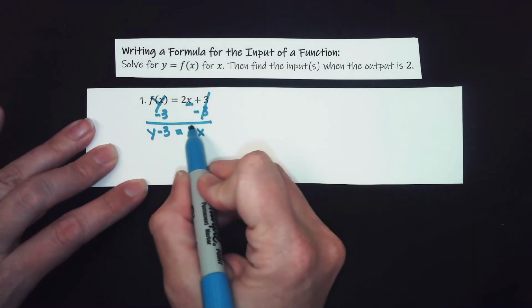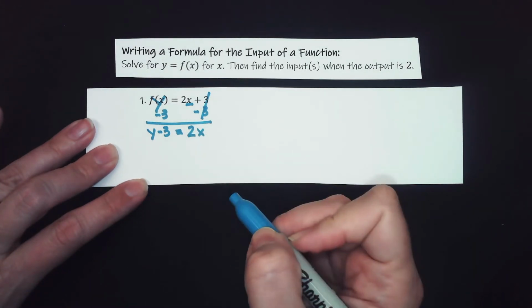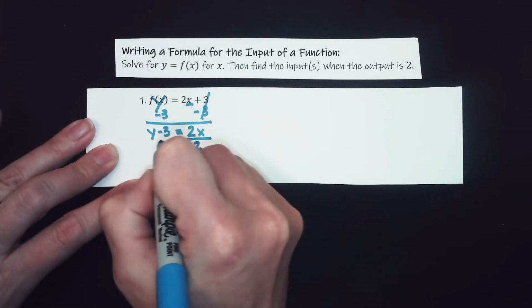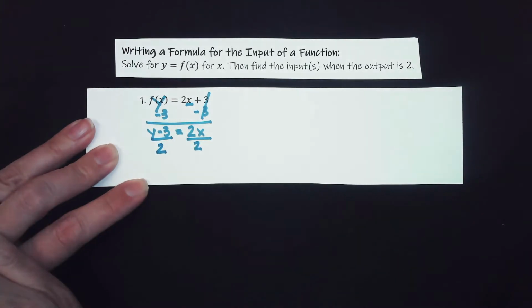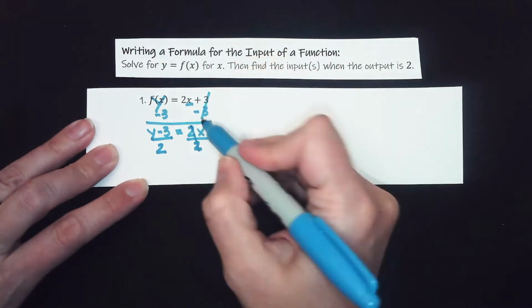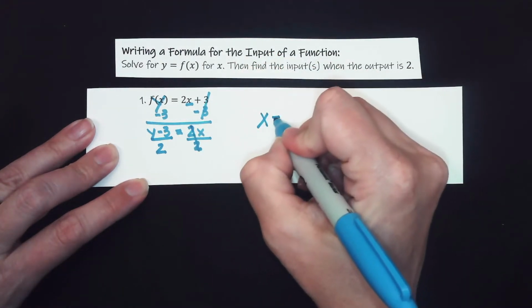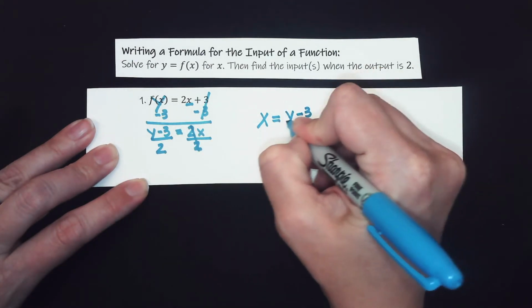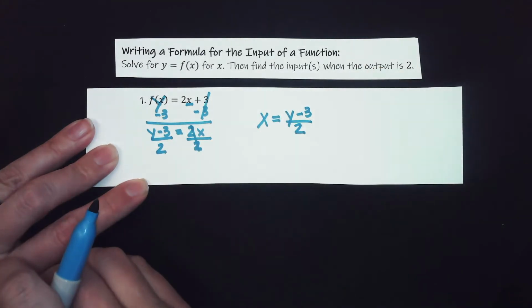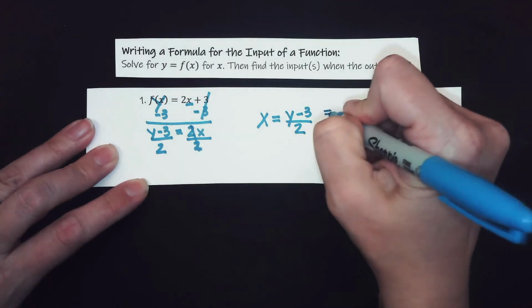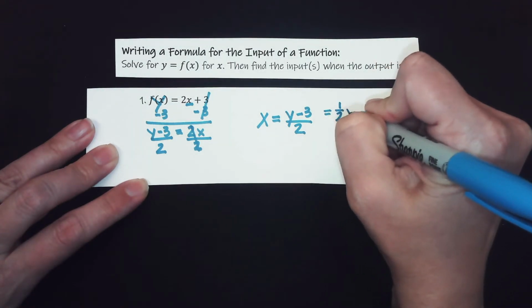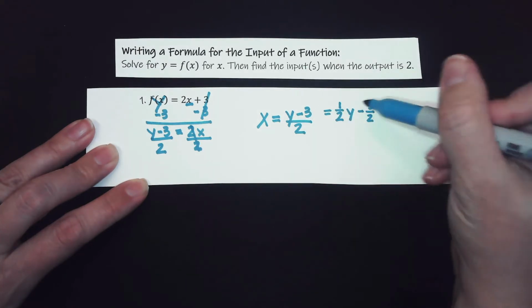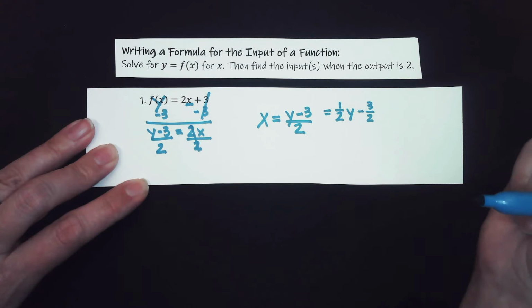Still need x by itself, so now I have to get rid of the 2 in front of it. It's being multiplied, and the inverse of multiplication is division. So I'm going to divide by 2. That makes this go away, and I'm left with x on that side. So x equals y minus 3 over 2. This can also be written as 1/2 y minus 3 halves. You can just put that 2 in front of each. Those are the same thing.